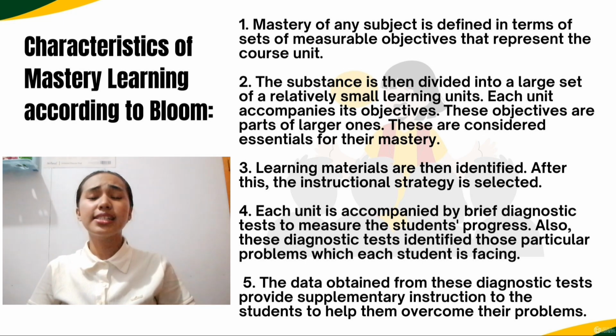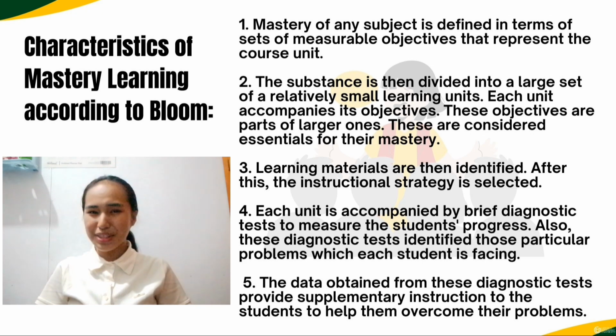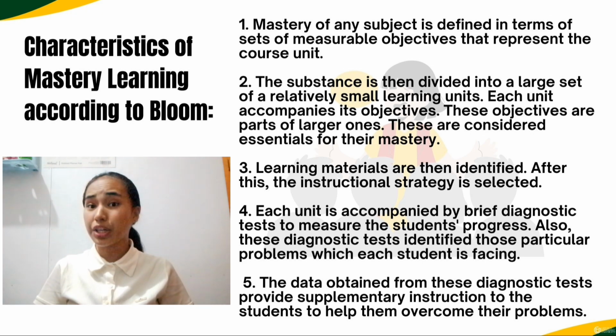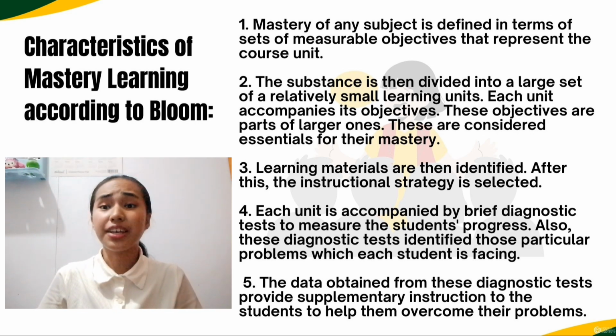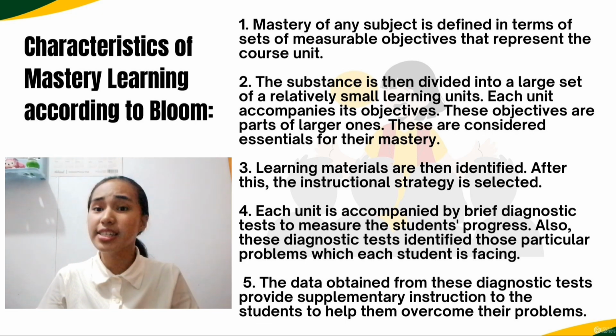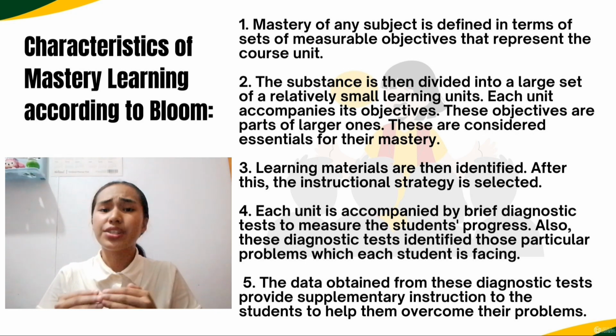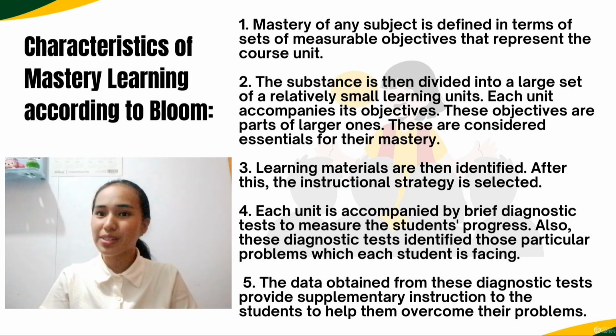Second, the substance is divided into a large set of relatively small learning units. Each unit accompanies its objectives, and these objectives are parts of larger ones. These are considered essential for their mastery. Third, learning materials are then identified. After this, the instructional strategy is selected. It ensures that teaching methods align with the learning goals.